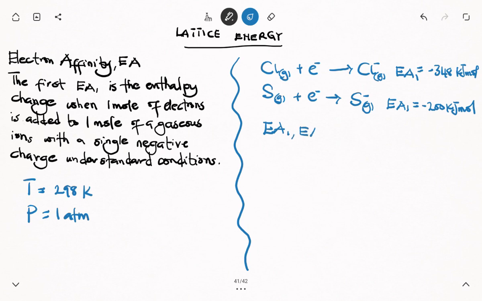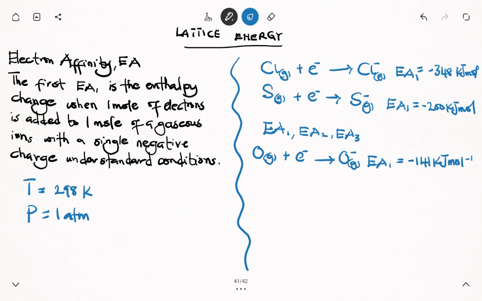For the second one, you need the second electron affinity. The third electron, you need the third electron affinity, and so on and so forth. So if you take an atom like oxygen, it can accept 2 electrons, but in adding the first electron, we will need the first electron affinity to get O minus gaseous. Now the first electron affinity for adding an electron to oxygen is minus 141 kilojoules per mole.